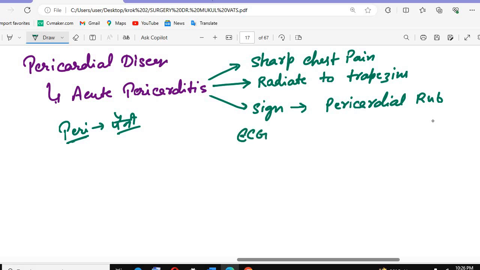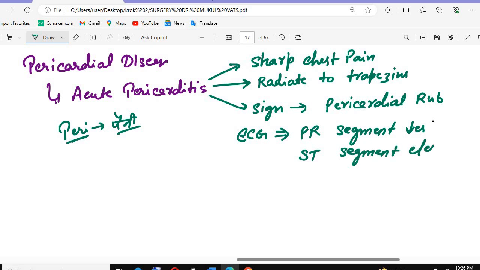After that, you will see the ECG. On the ECG, the PR segment will be decreased, and the ST segment will be elevated. ST segment is also elevated in myocardial infarction. That is STEMI, ST elevated myocardial infarction.